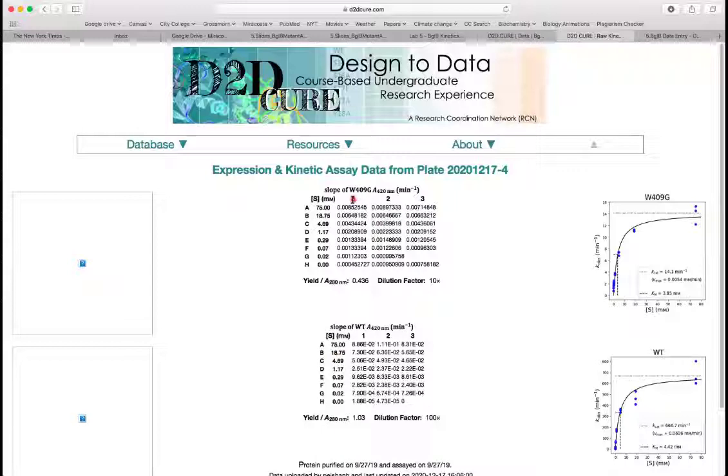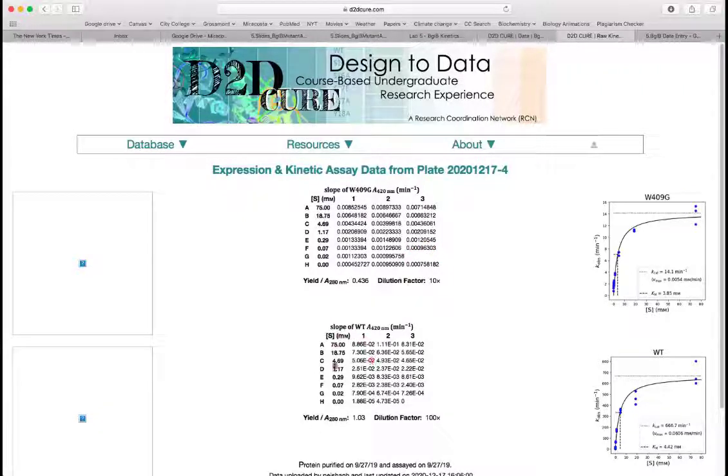That's going to be the same in the mutant case as it is in the wild type case. And then each enzyme is done in triplicate. So 1, 2, 3 measurements at each substrate concentration. Something went wrong here, so there's a little bit of data missing. That's okay. It's not really going to affect us too much.